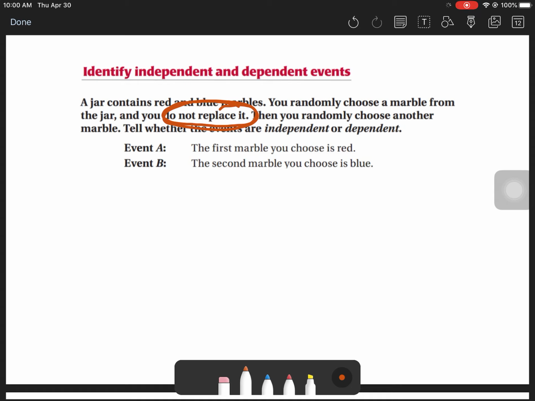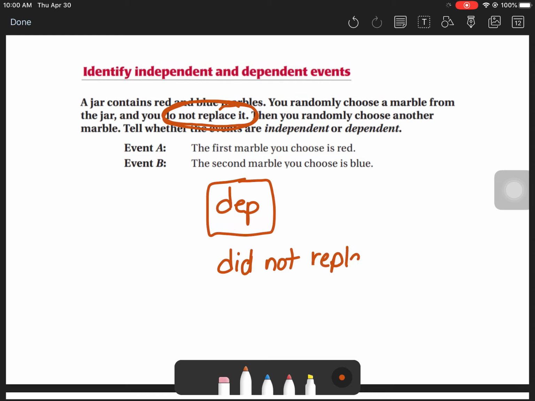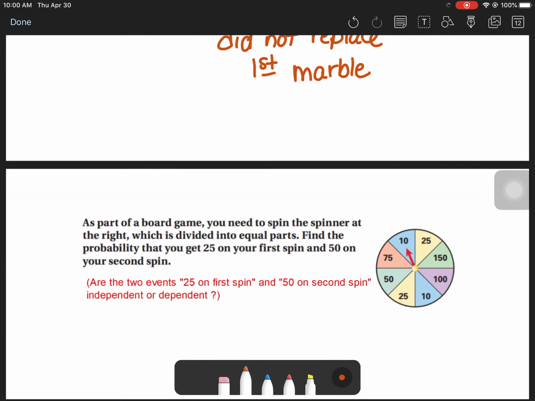So this is going to be a dependent event because you did not replace the first marble. And that means that you are going to be picking from less marbles the second time. So the second selection is going to depend on what you picked the first time because it has less marbles to choose from the second time.